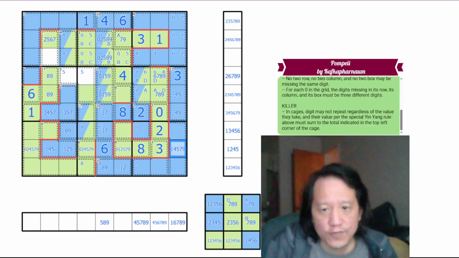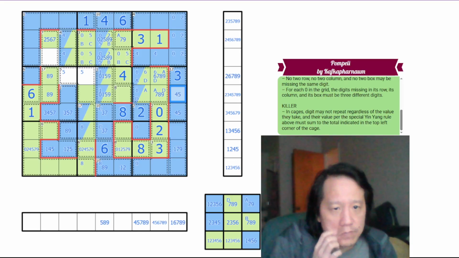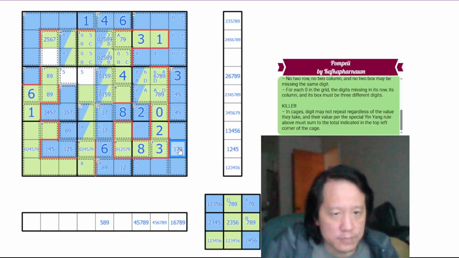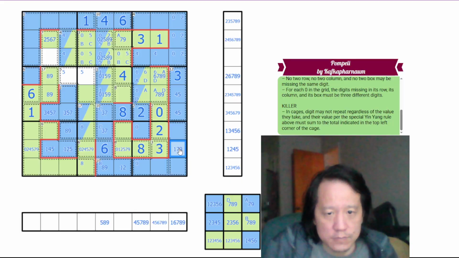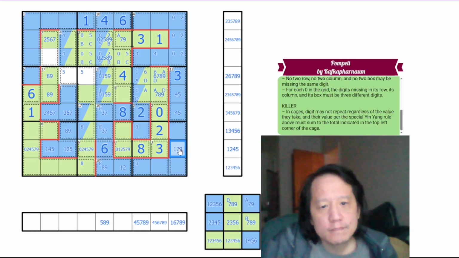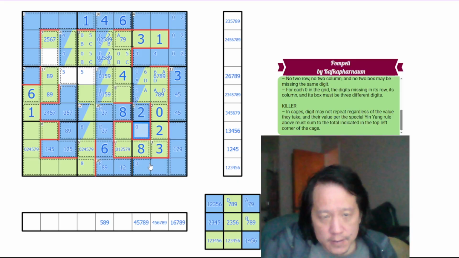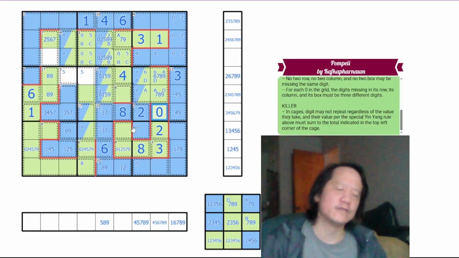This can't be 4 or 5 because of the 4, 5 pair in the column. This 0 in this column must be missing an A or a B. Because if it's not, then it's missing the 4, 5. I guess they could be missing each other's. Okay, never mind. That could be possible.